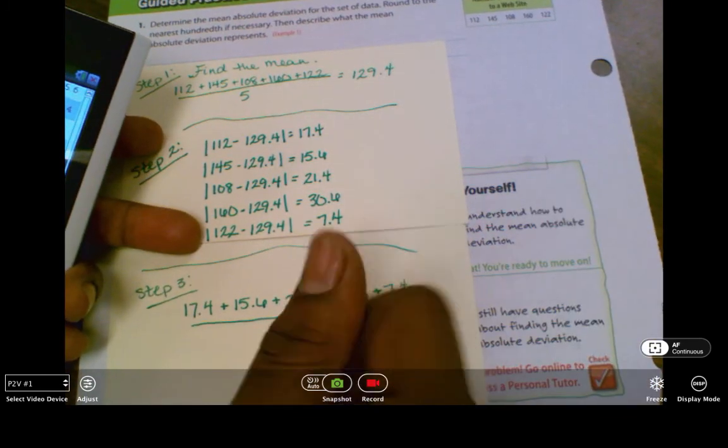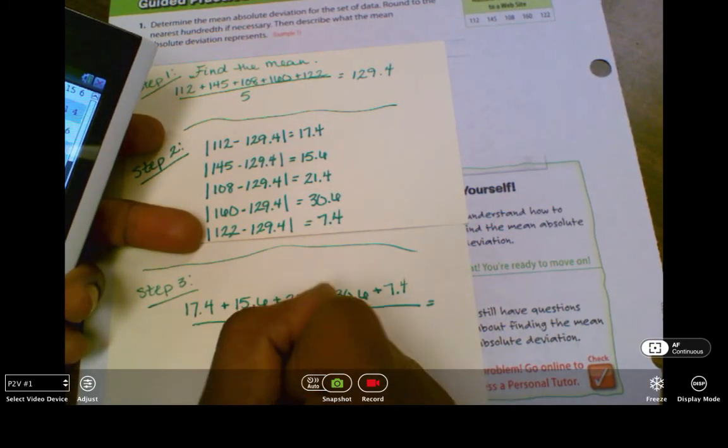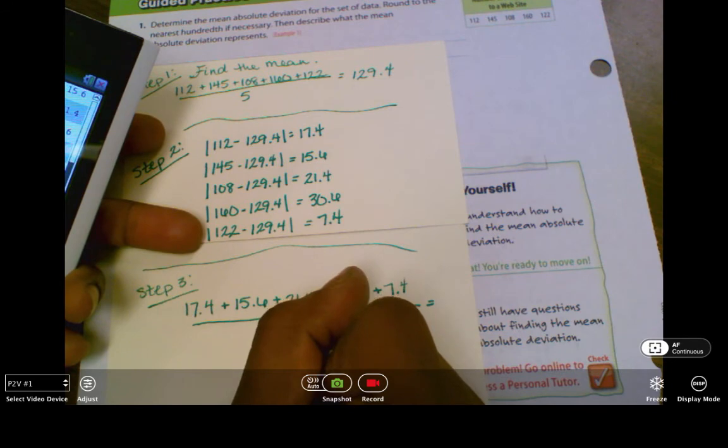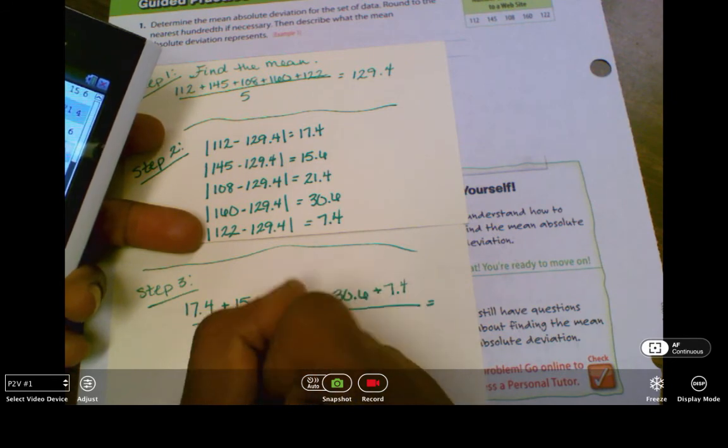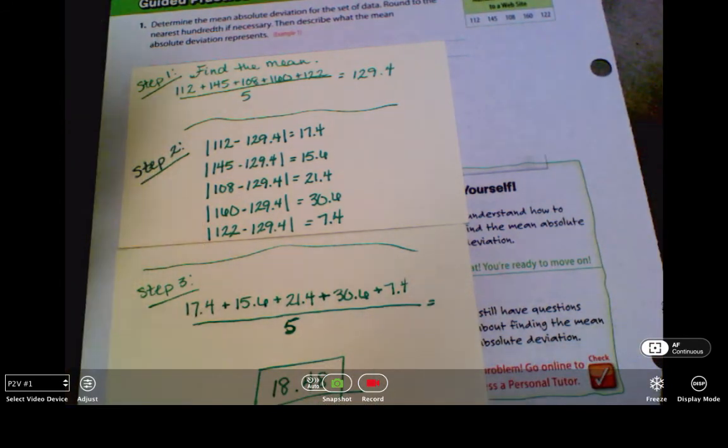That gave us a mean absolute deviation of 18.48. And so the average distance each value in our set of data is from the mean is 18.48 visitors.